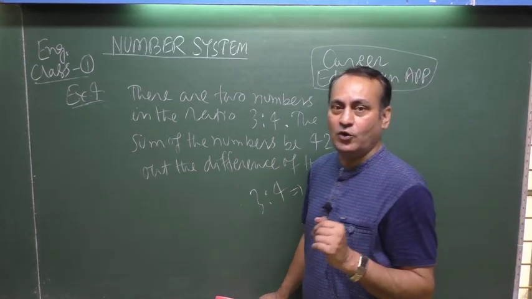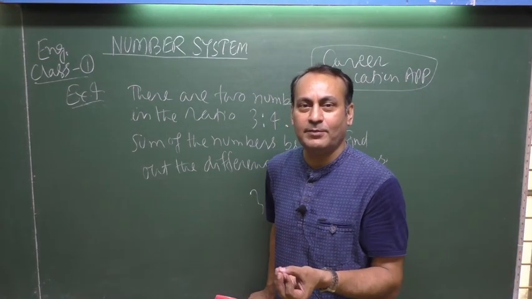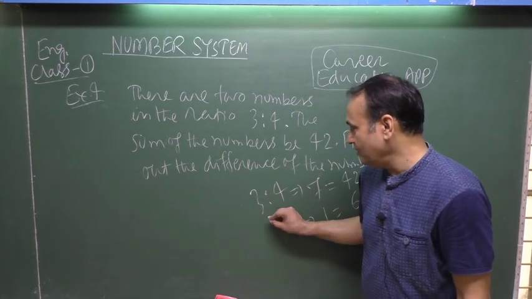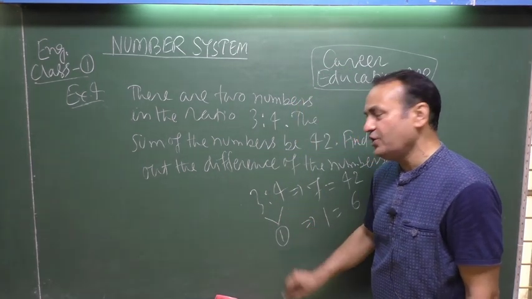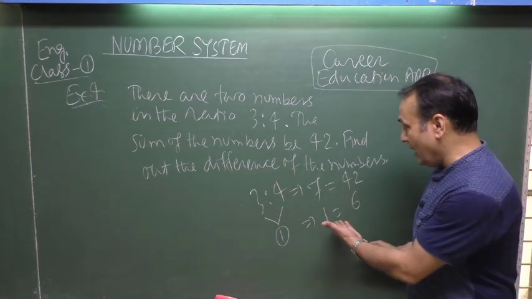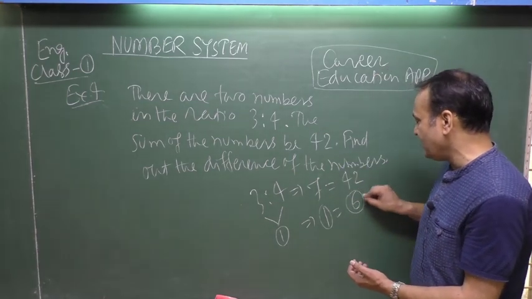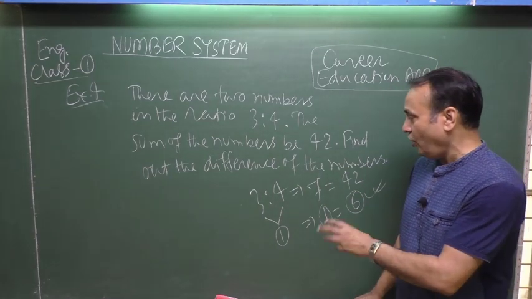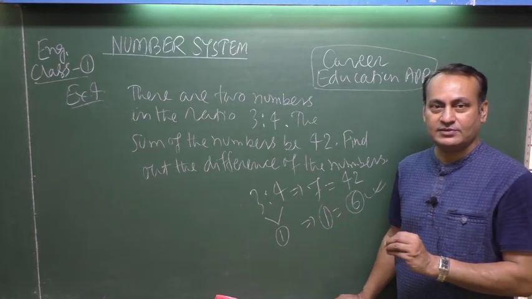Question has demanded you find out the difference of the numbers. Here, the difference of the numbers is 1 unit. And you have got the value of 1 unit here, 6. That means this is your answer. But all the time you won't be seeing such situations. See here.